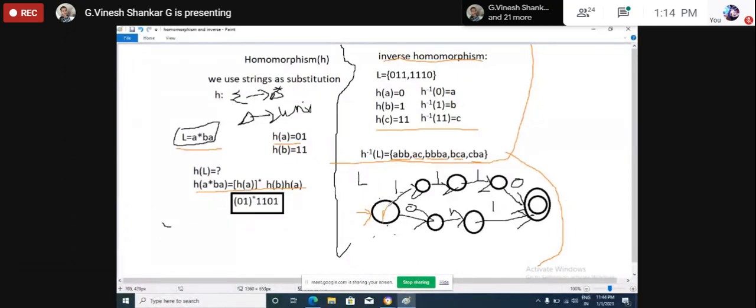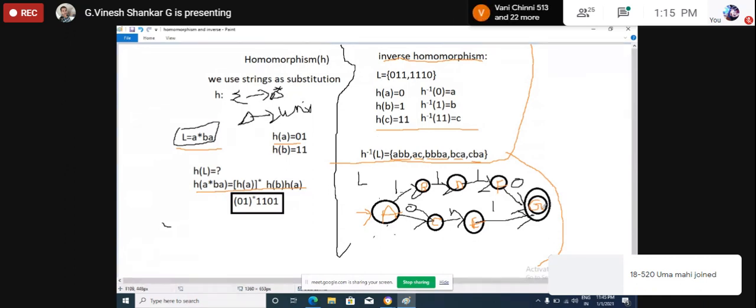Let me take this as A, this as B, this is C, this is D, this is E, this is F, this is G. Now, this is what we have given for the given language. 0, 1, 1 means from the initial state it is reaching G, which is the final state. 1, 1, 0 also reaches G.